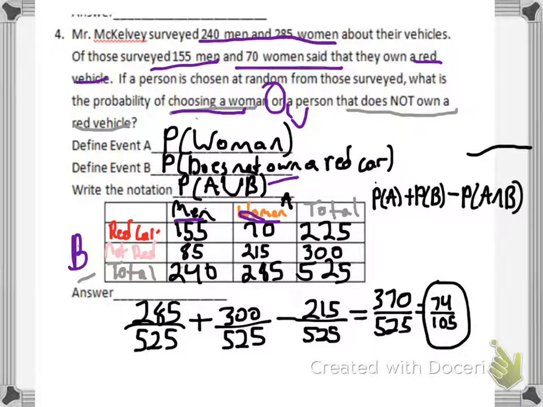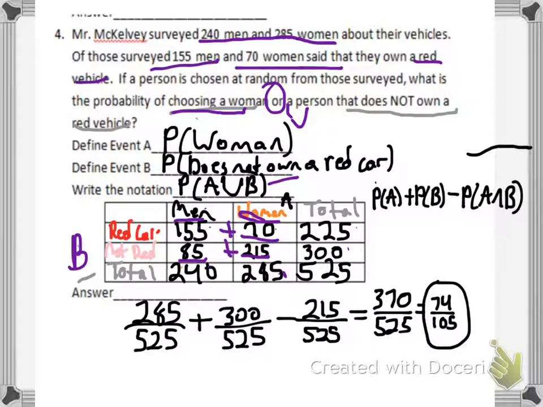I also know that 155 own a red car and 70 do not, so all I do is subtract 70 from 285, I get 215. I subtract 240 and 155 and I get 85. I add those up. 155 plus 70 is 225, 85 plus 215 is 300, 240 plus 285 is 525, and then 225 plus 300 is 525 as well.